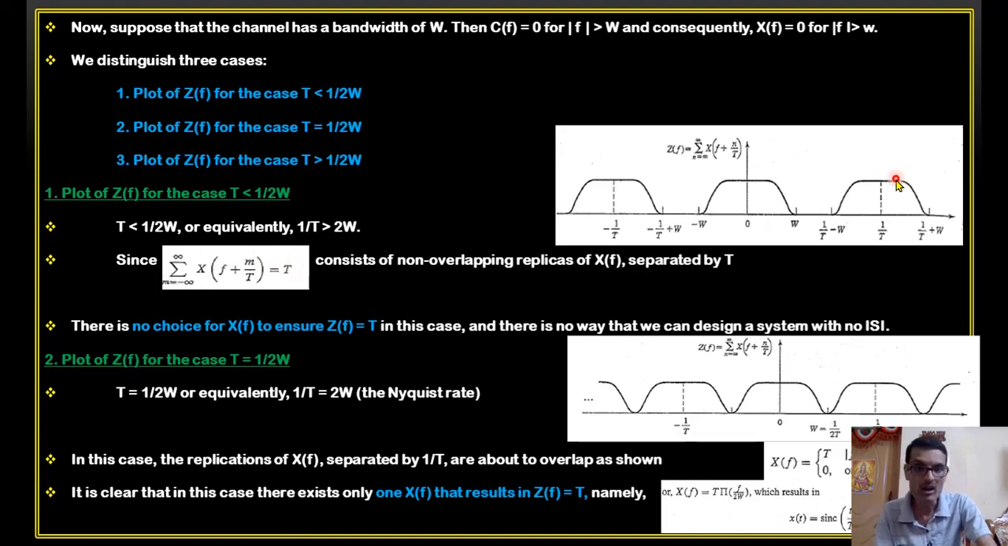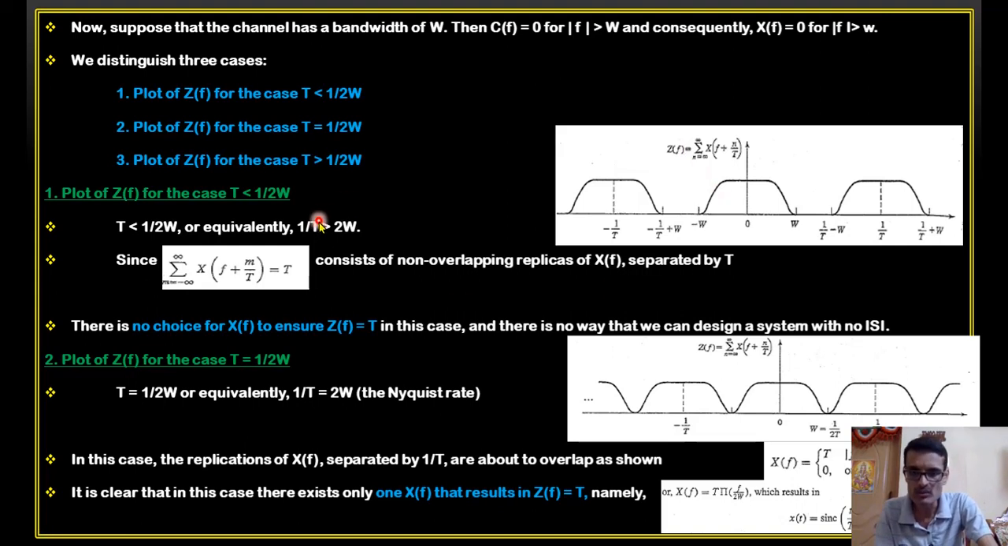So when I sum together all the spectrums, it should be equal to T, meaning it should have a constant magnitude equal to T. Will I get it? Will I get it? For this particular case, T less than 1 by 2W, that's what I need to understand. Okay. Now, just look at this.